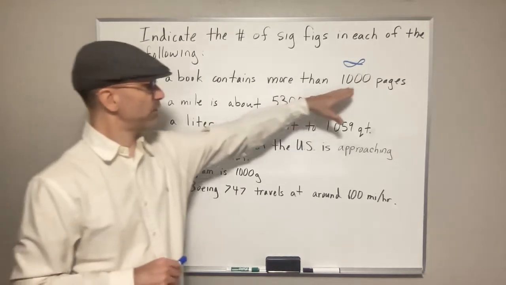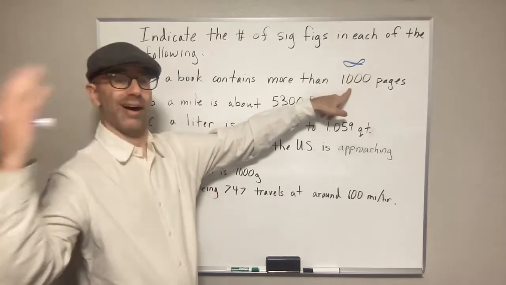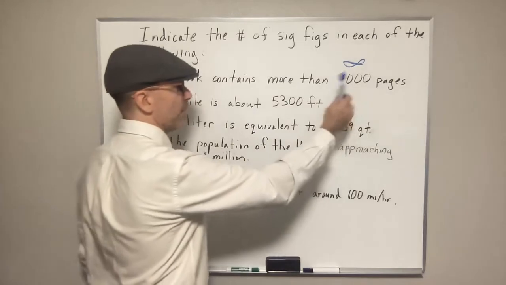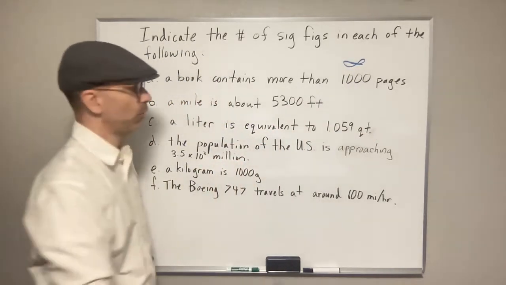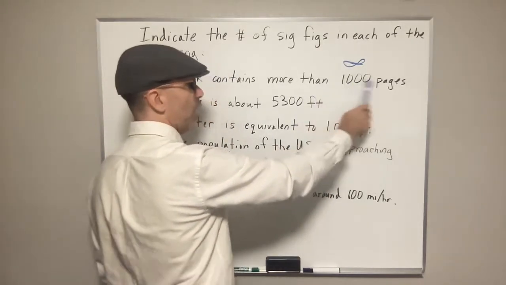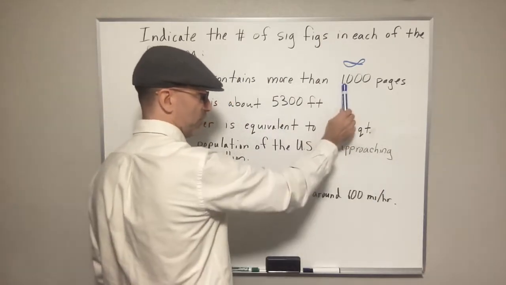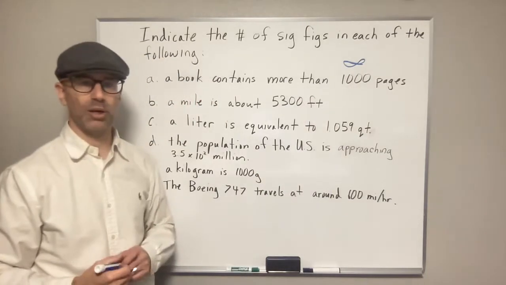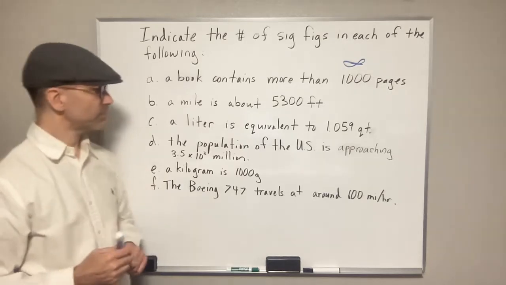So the rule is, for zeros at the end, zeros to the right of your number, they are only significant if there is a decimal point. We don't have a decimal point here, so if we were to count the number of sig figs here, assuming this is a measurement, there would be only one significant figure, because the zeros would not be significant. But because this is a counting number, you're counting the number of pages, it's actually infinite.